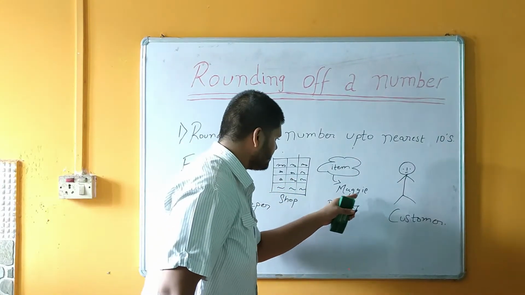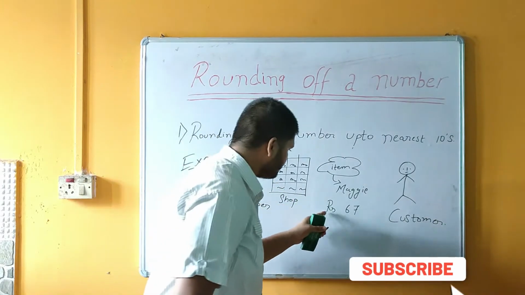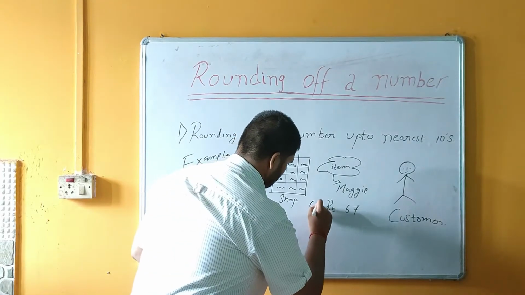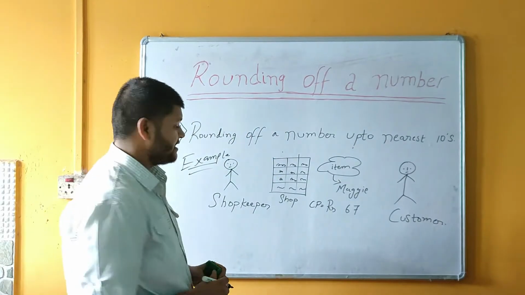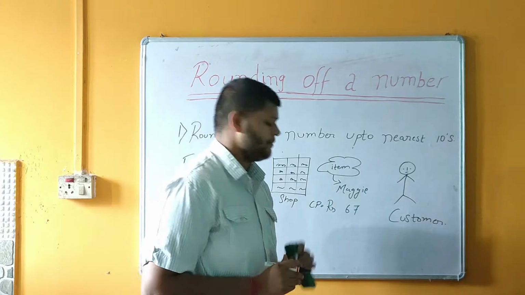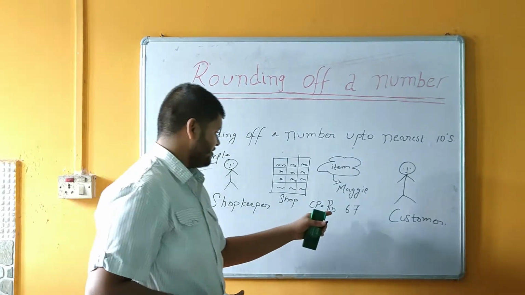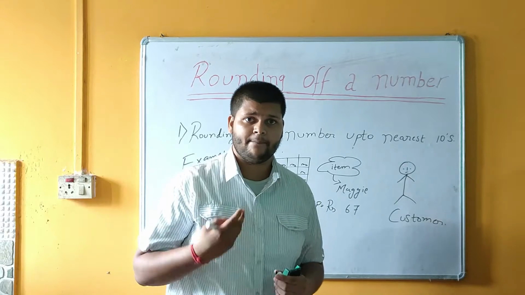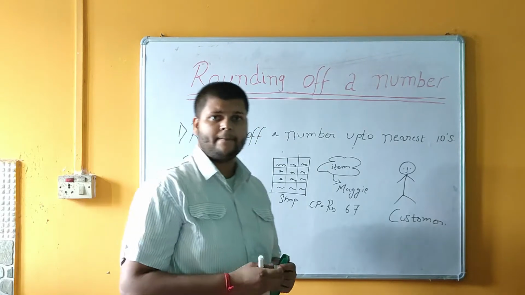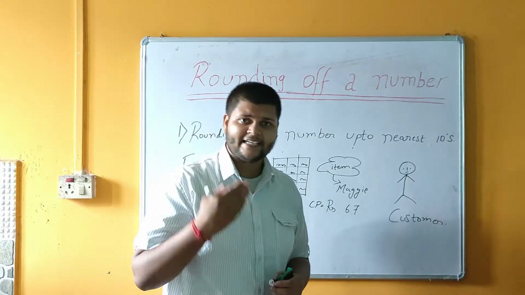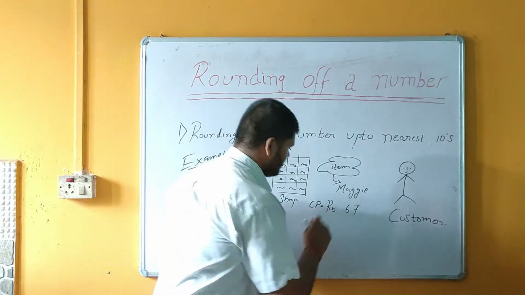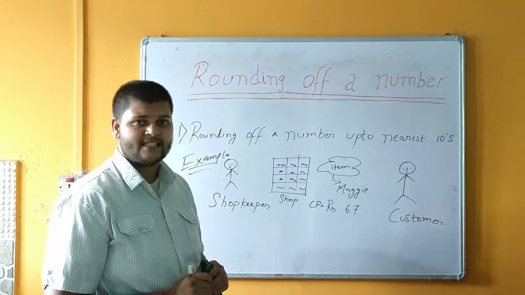So that item is nothing but Maggi, and the price of that Maggi is rupees 67 over here. That is, the cost price of this Maggi is rupees 67, which will be provided from the side of the shopkeeper to the customer. Now you might say, sir, where is 67 the cost price of a Maggi packet? Don't take it seriously. This is just for the sake of understanding. I have taken that the cost price of the Maggi packet is rupees 67.